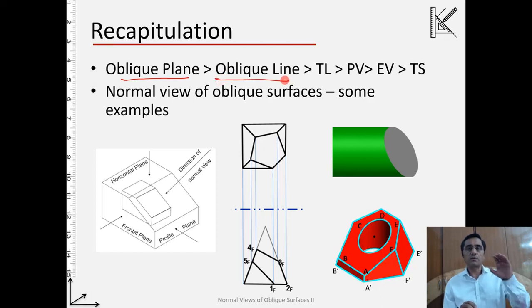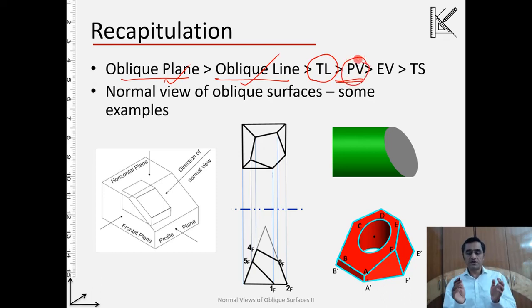And what was the purpose? The purpose was, for a given oblique plane which is not projected as true shape or normal view on any of the principal planes, we wanted to determine its true shape. So the method was, identify a line on the oblique plane, say oblique line here, determine on an auxiliary plane the true length projection of that oblique line. Using that true length, create the point view of the line.